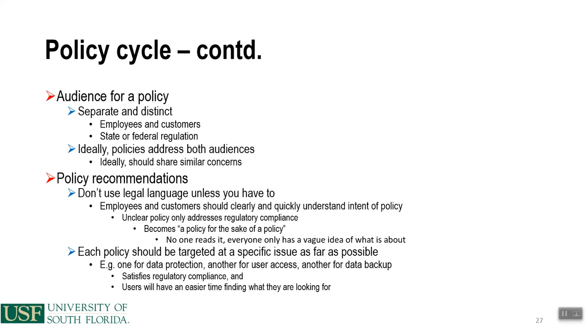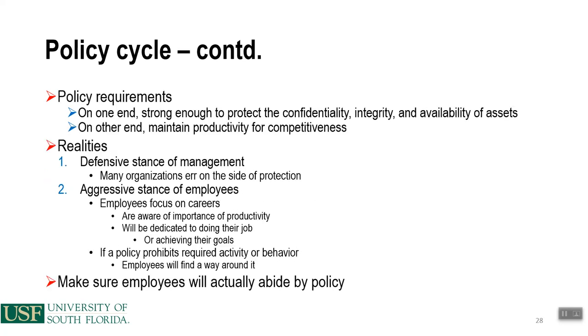Unclear policies will only address regulatory compliance. So it becomes a policy for the sake of a policy. It's essentially just marking off a checkbox. Hey, we did this. We had this event. We had this done. But you need to actually have an idea of what's going on in it. If you just have the policy for the sake of a policy, no one's going to read it. Everyone has a vague idea about what it's about. Each policy should be targeted at a specific issue as far as possible. So for example, there should be one for data protection, another one for user access, another for user backup, and so on. It satisfies regulatory compliance, and users will have an easier time finding what they're looking for.